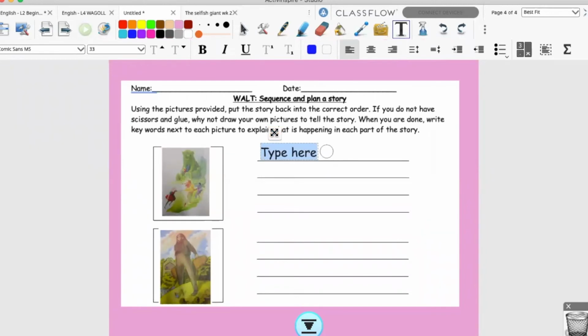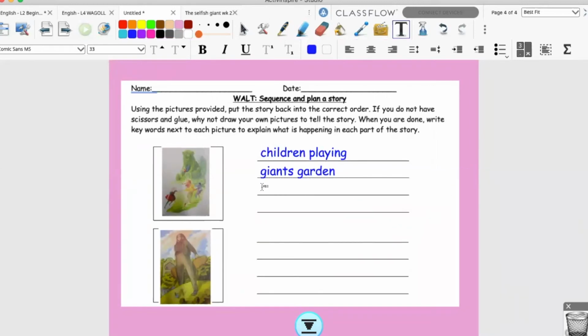So thinking of my first picture here, what can I see? I can see some children playing. That's all I'm going to write. I'm not doing a full sentence. I'm just writing some keywords. Children playing. And where are they? They're in the giant's garden.